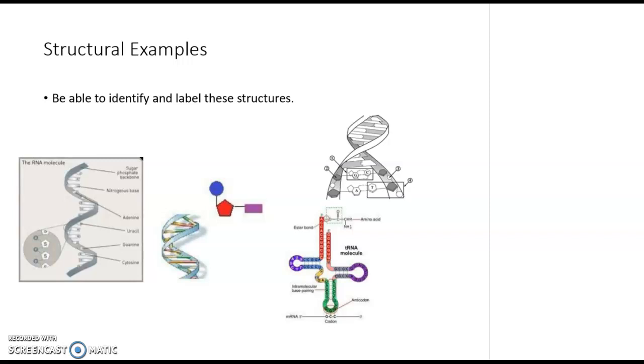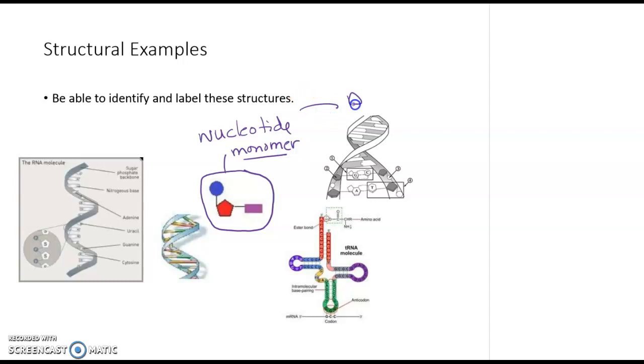Structural examples of nucleic acids. So right here in the middle, this is the monomer. This is a nucleotide. It's the monomer of DNA, which is right here. This is DNA. This is a transfer RNA. Again, this is DNA. How do I know that? Because there's 1 strand, 2 strands. It's a 2-strand. And this one is messenger RNA.